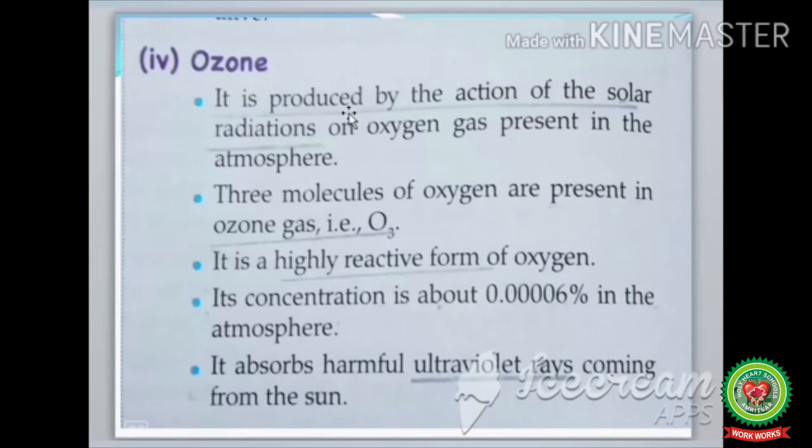Let's read about ozone now. Ozone is produced by the action of solar radiation on the oxygen gas present in the atmosphere. Three molecules of oxygen are present in the ozone gas, that is O3. It is the formula of ozone gas. It is a highly reactive form of oxygen which absorbs the ultraviolet rays coming from the sun and keeps the earth warm. Its concentration is about 0.0006% in the atmosphere. It absorbs harmful ultraviolet rays coming from the sun.